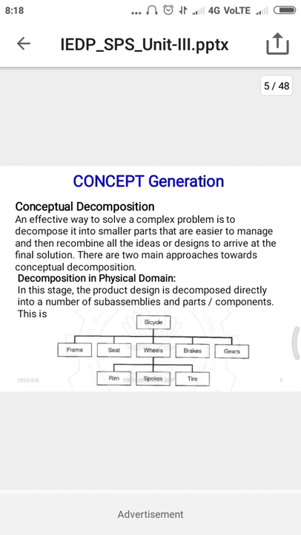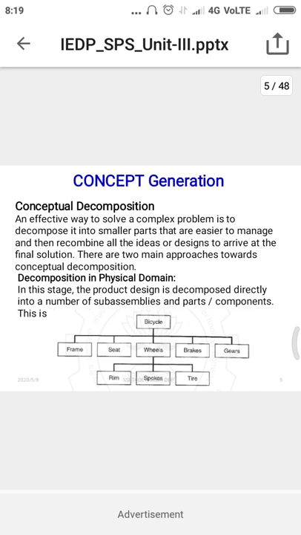So now we will see conceptual decomposition in concept generation. An effective way to solve a complex problem is to decompose it into smaller parts that are easier to manage and then recombine all the ideas or designs to arrive at the final solution. There are two main approaches towards conceptual decomposition. Decomposition in the physical domain. One example is given here.